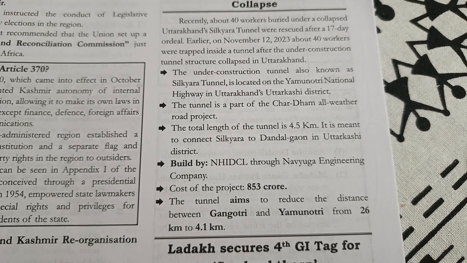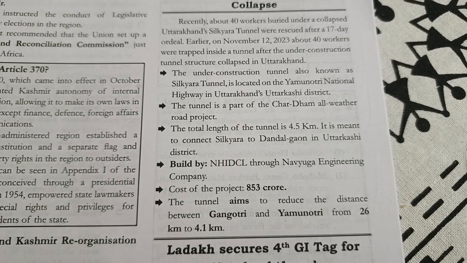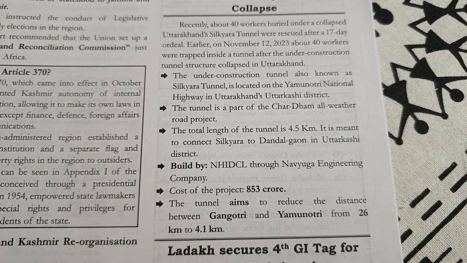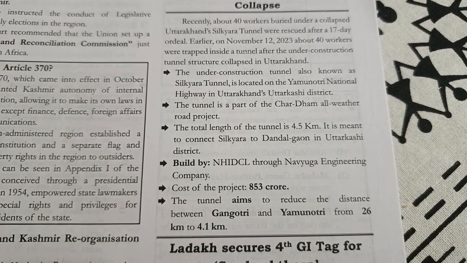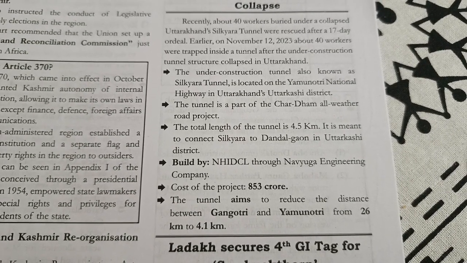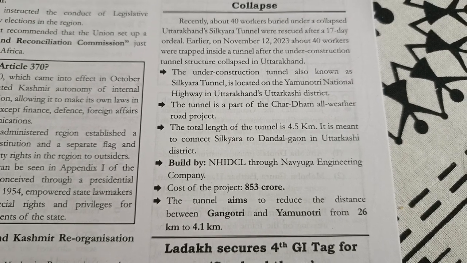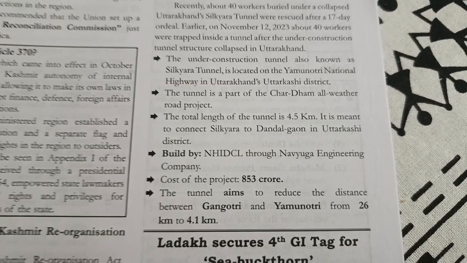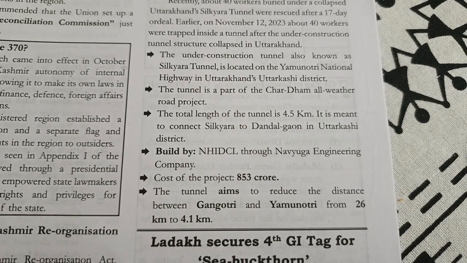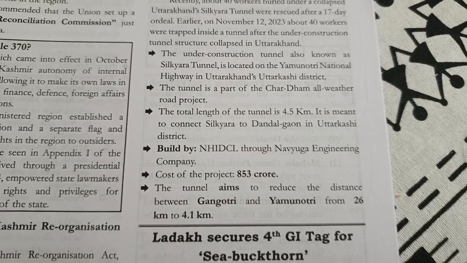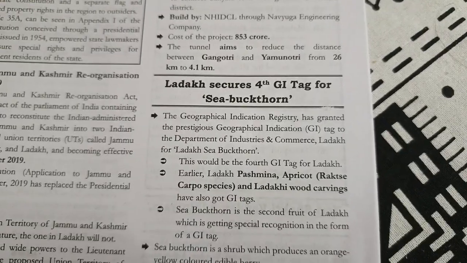The total length of the tunnel is 4.5 km. It is meant to connect Silkyara to Dandalgaon in Uttarkashi district, built by NHIDCL through Navyuga Engineering Company. Cost of this project 853 crore. The tunnel aims to reduce the distance between Gangotri and Yamunotri from 26 km to 4.1 km.